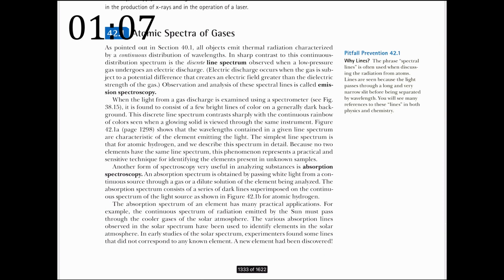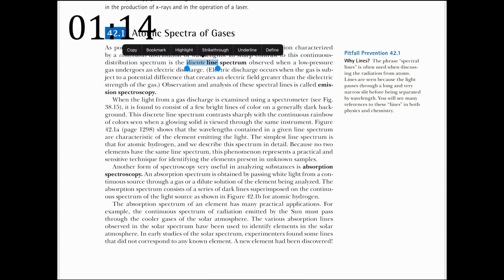Atomic spectra, as pointed out in section 40. Okay, I'm not going to read all that. I'm just going to look at bold and italicized words. This is italicized. It says discrete. This is bold. It says line spectrum. Together it says discrete line spectrum.